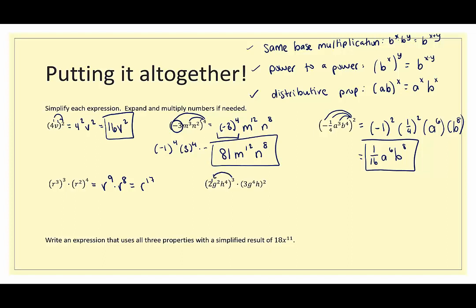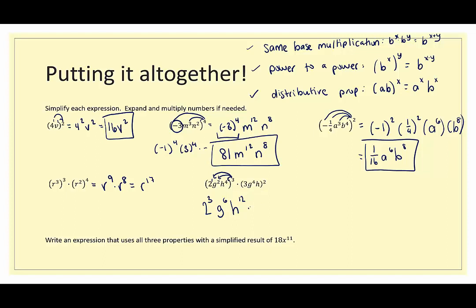So we're going to multiply the exponent of 1 to 3, and this is going to be 2 cubed because 1 times 3 is 3. Then we're going to distribute to g squared. 2 times 3 is 6. And then we're going to distribute to h to the 4th. That's going to be h to the 12th.